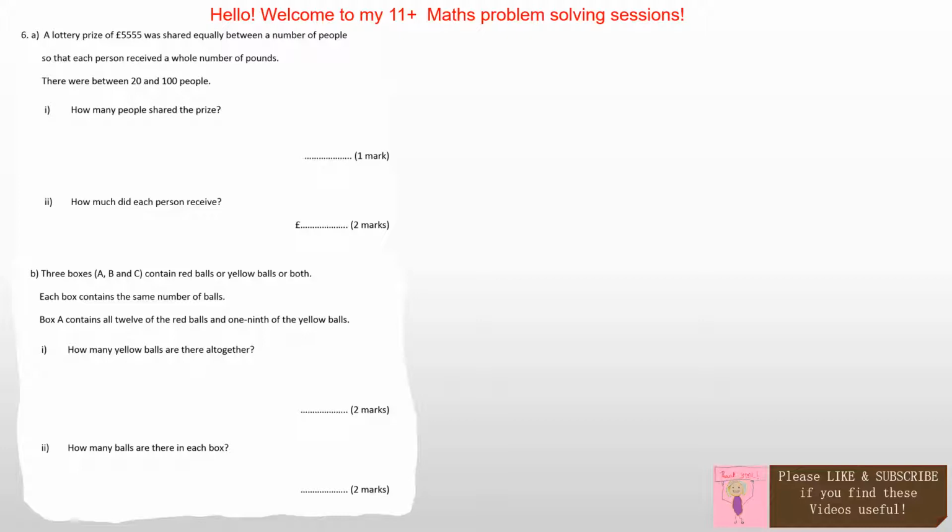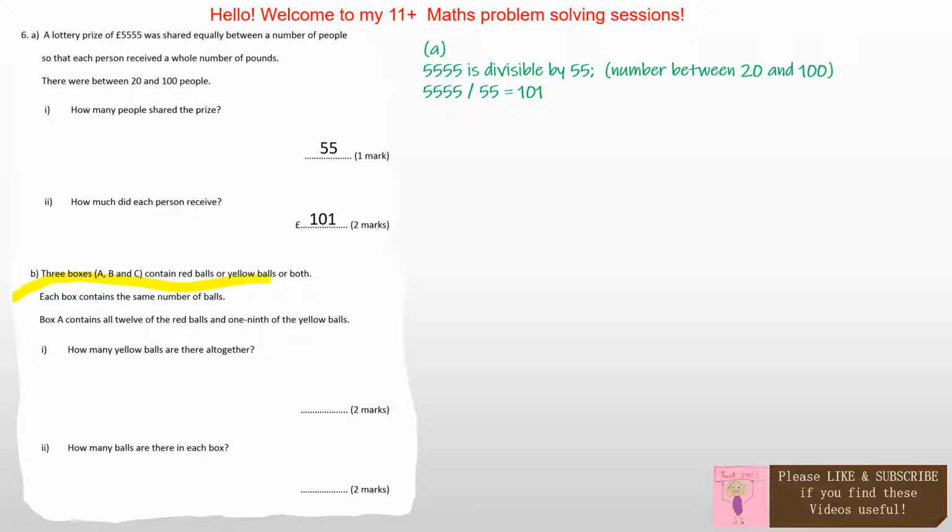We have to look for other numbers. The other one, very obvious, is 55. So it is divisible by 55, which is between 20 and 100, and when you divide by 55 you get 101. So 55 people shared the prize, and the money is 101 pounds each. Okay, the next one: the question says there are 3 boxes A, B and C containing red or yellow balls or both.